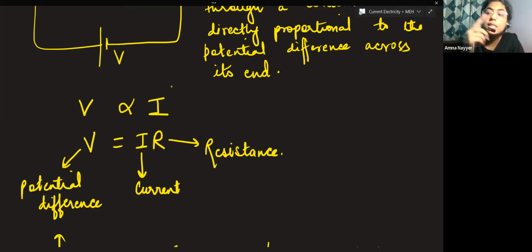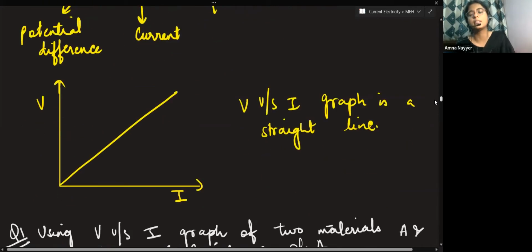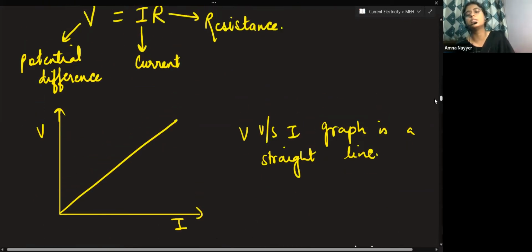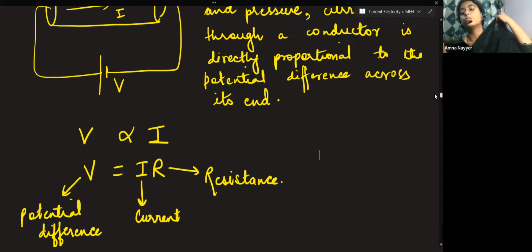So if V is directly proportional to I, their graph will be a straight line. If you plot a graph between V versus I, the graph will look like this, a straight line graph. Now, understanding resistance, I'll tell you what is resistance, and there are other formulas of resistance also that we'll discuss. We'll derive them actually. Derivation is there in your course.